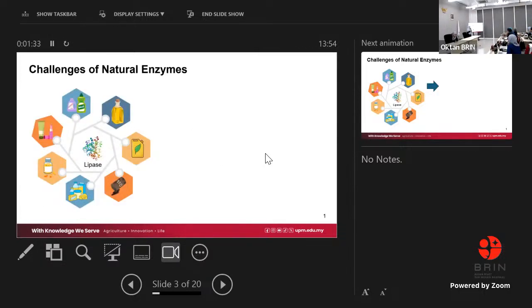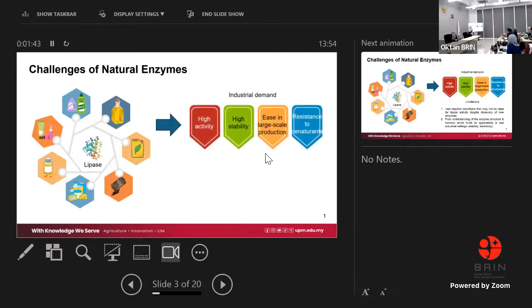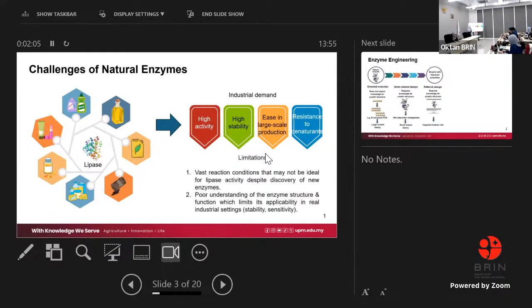Okay, now back to the presentation. Lipase is one of the most industrially important enzymes. It is very popular. It has been studied for many years, for many decades. But the real challenge is to find an enzyme that can be applied in industries, because for an industrial enzyme, there are certain criteria required. For example, the enzyme needs to have high activity, high stability, be suitable for large scale production, and be resistant to denaturants.